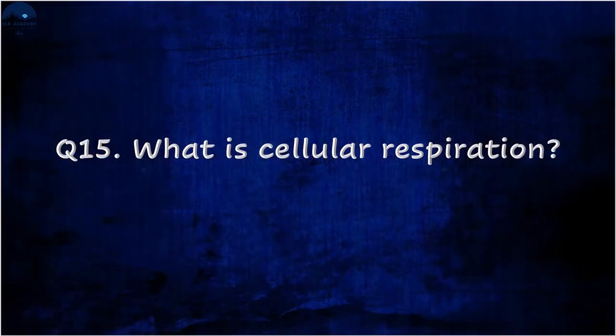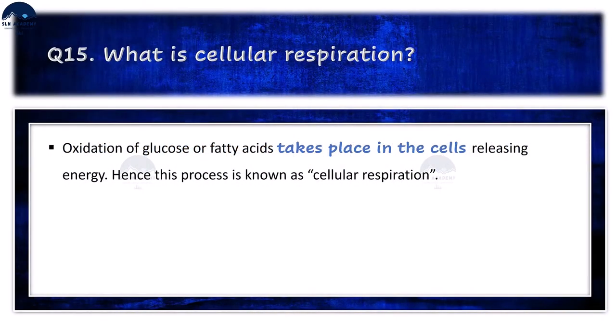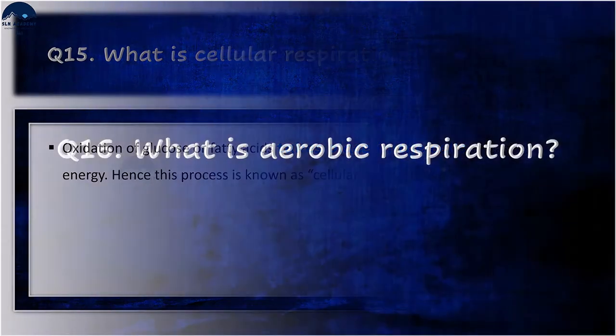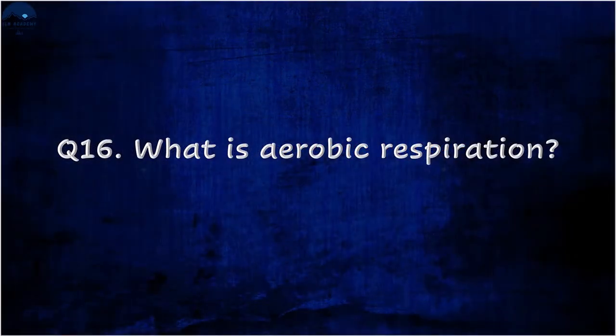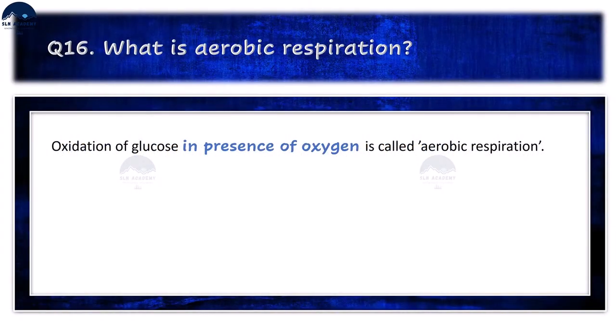Question 15. What is cellular respiration? Oxidation of glucose or fatty acids takes place in the cells releasing energy. Hence, this process is known as cellular respiration. Question 16. What is aerobic respiration? Oxidation of glucose in presence of oxygen is called aerobic respiration.